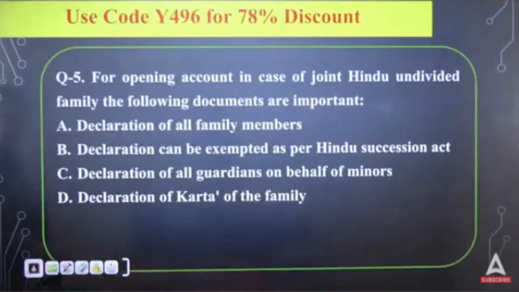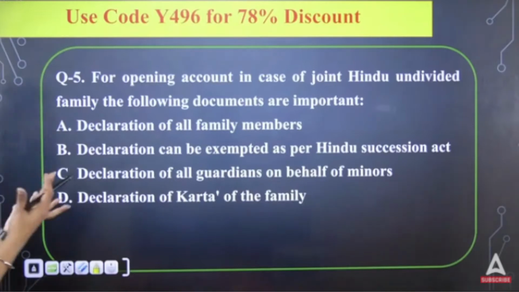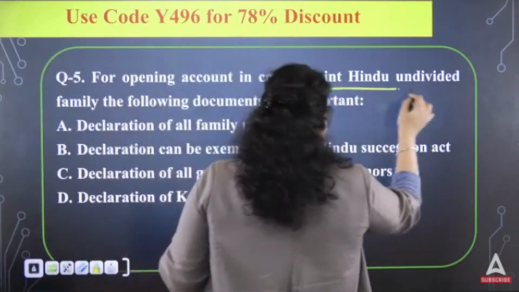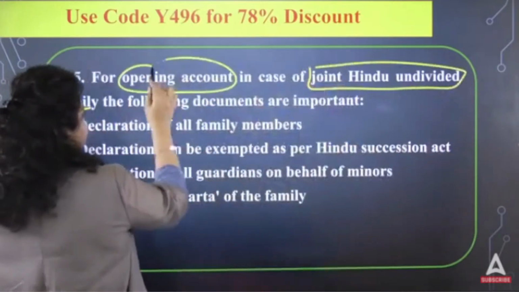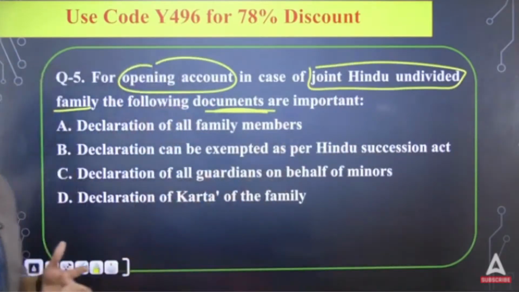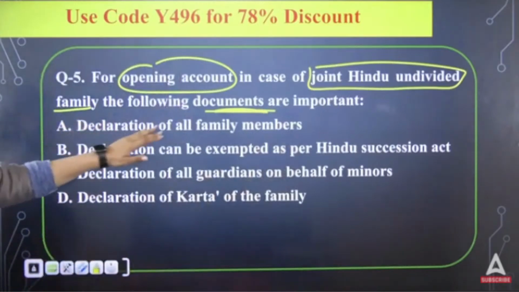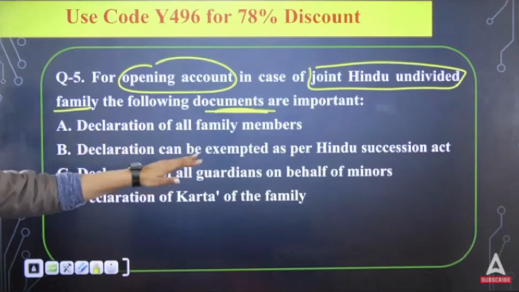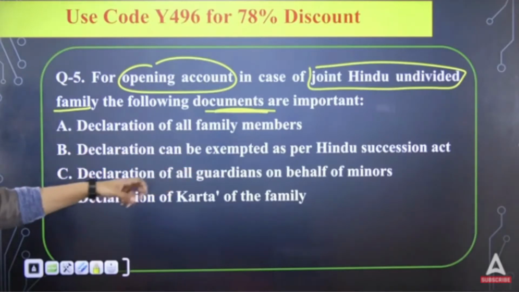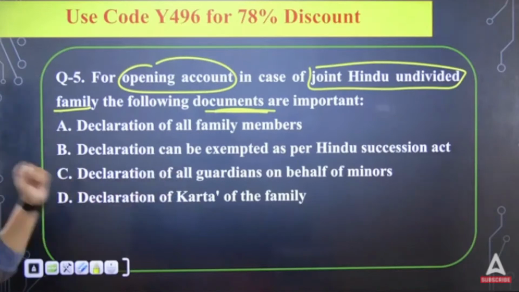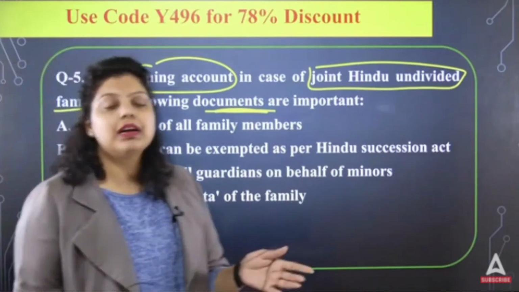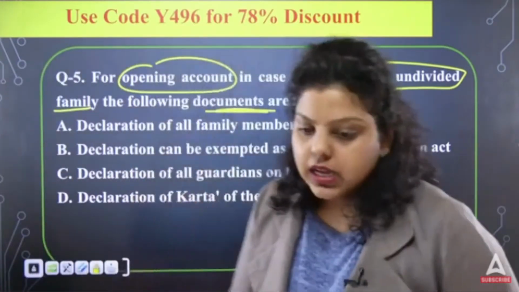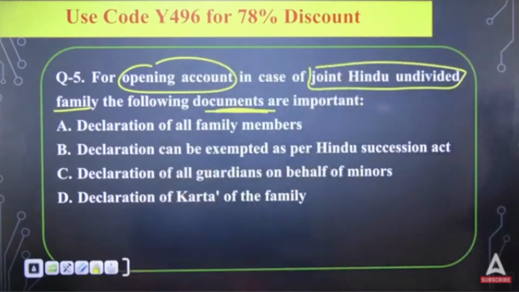Fifth question. For opening account in case of joint Hindu undivided family, the following documents are important. Like, when you are opening an account in a case of joint Hindu undivided family, what document is very important to have, without which you can't open the account? First, declaration of all members. Second, declaration can be exempted as per Hindu Succession Act. Third, declaration of all guardians on behalf of minors. Fourth, declaration of Karta of the family. So which of the following documents is required at the time of opening account in case of Hindu undivided family? A, B, C or D? Which of the following is correct?